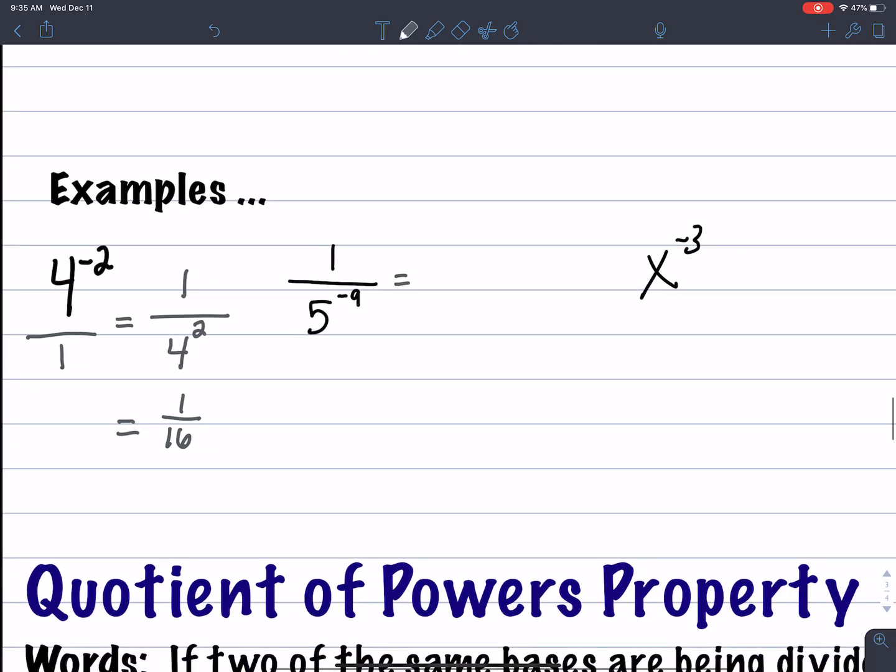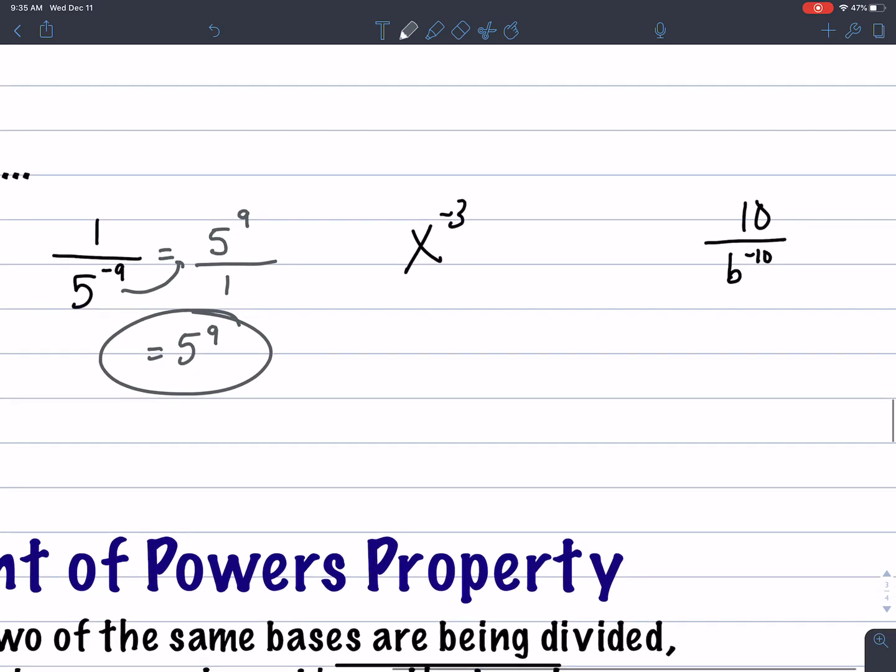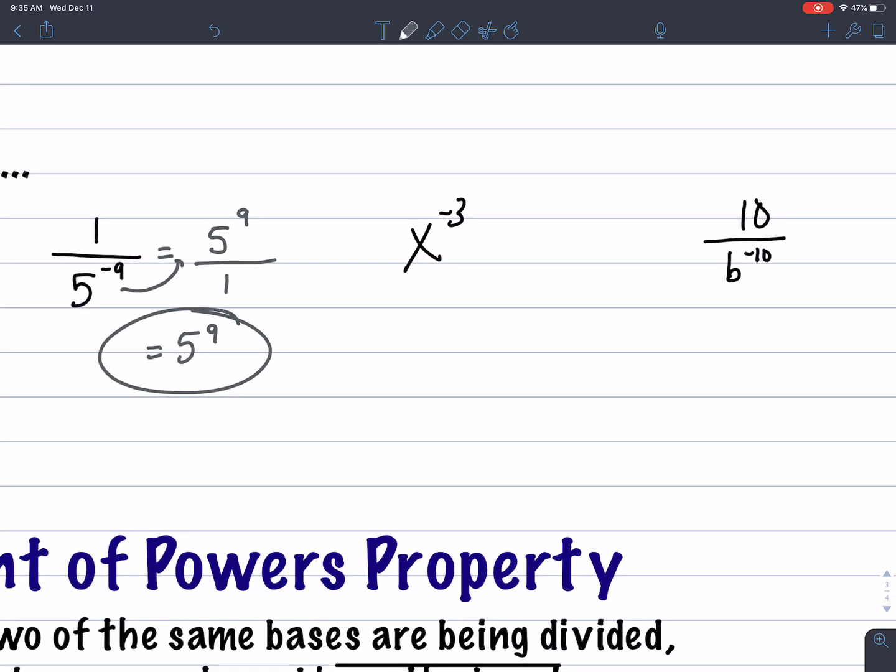So here, this 5 to the -9th was in the denominator, so it should go to the top, and it changes to a positive. If I remove everything from the bottom, I replace it with a 1, and then we can just simplify. We don't need to divide by 1. So here, x to the -3rd isn't a fraction, so I'll make it a fraction. So then that x to the 3rd would go to the denominator.